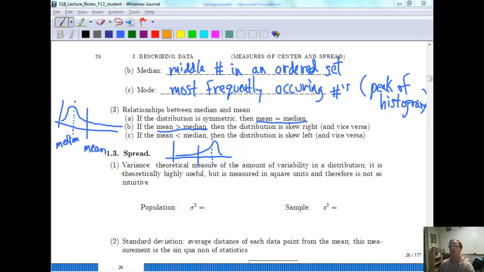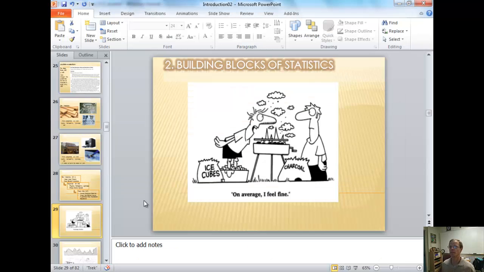Okay, this is the second part of the Chapter 3 Whitlock Schluter video lecture notes. We're moving on to spread. So the issue is why spread? Three key features of a data set are shape, center, and spread. So let's check this out.